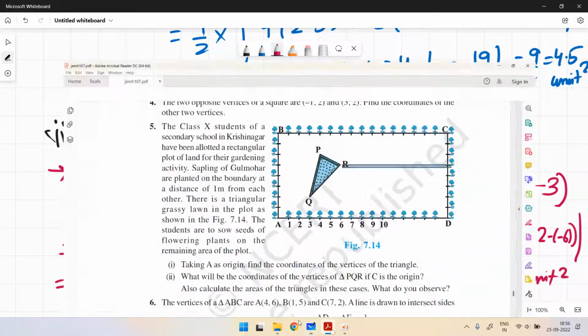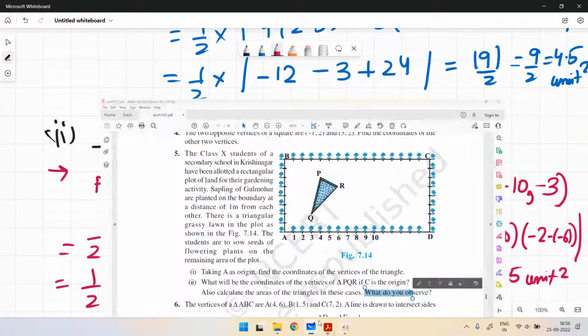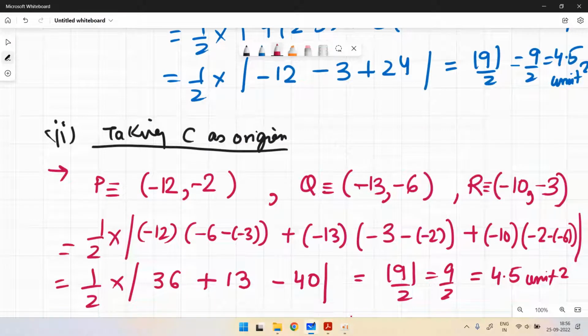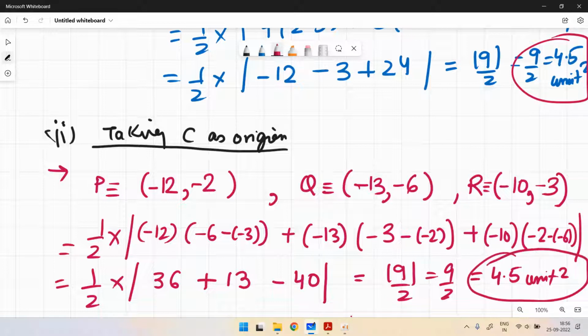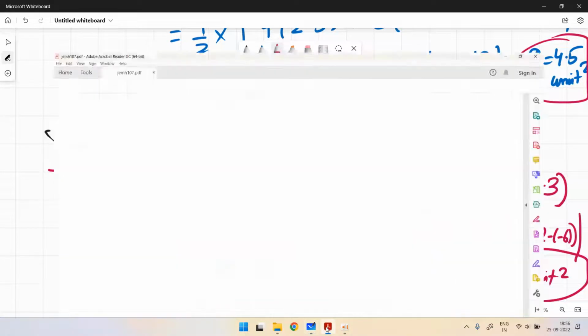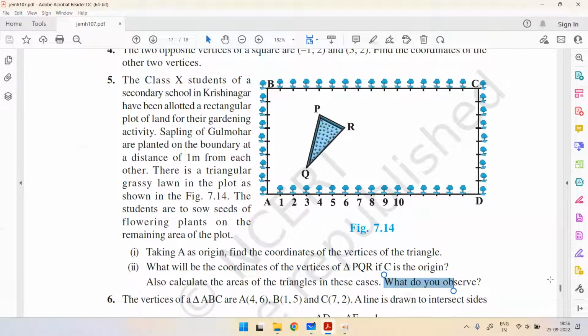Now what is your observation? The question asks what you observe. The observation is that even if you change the origin, the area remains the same. This is 4.5 also, this is also 4.5. Even if you change your origin, the area of the triangle remains the same. So this is the answer.